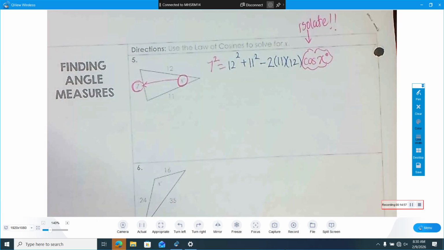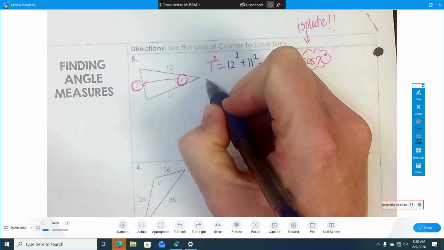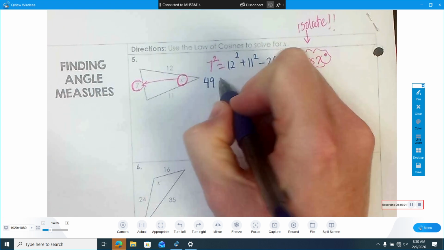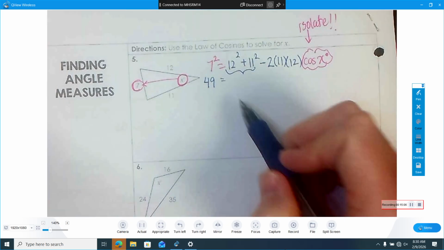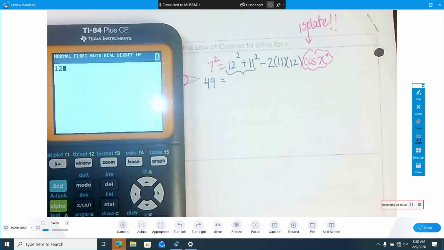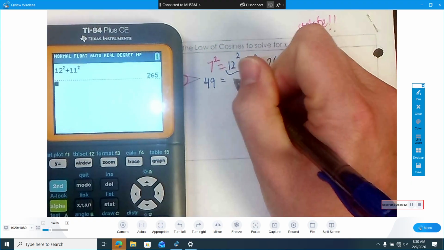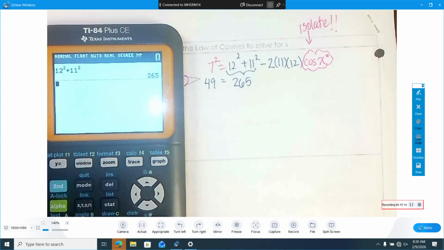Let's go ahead and clean this up a little bit. 7 squared is 49. 12 squared, I can put this in my calculator. So go ahead and underline those two things. Let's add those up. 12 squared plus 11 squared. Those are just numbers, so that gives me 265.